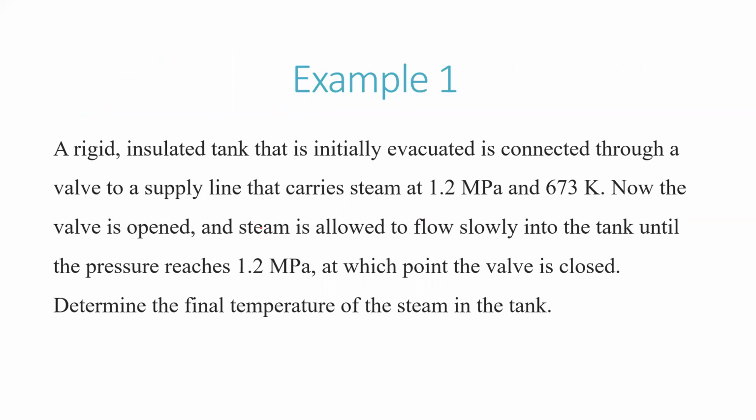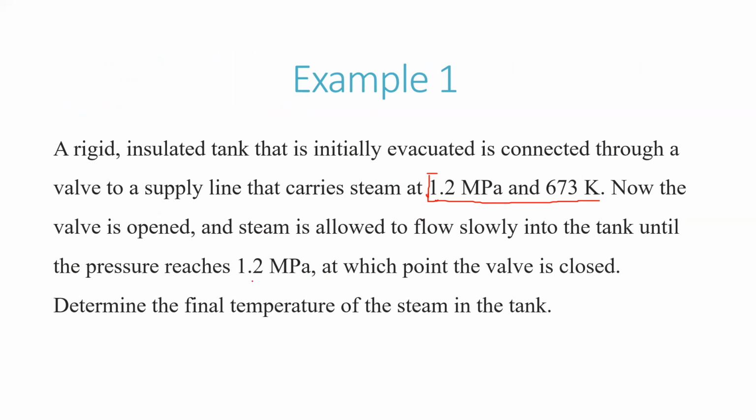A rigid insulated tank that is initially evacuated is connected through a valve to a supply line that carries steam at 1.2 megapascal and 673 Kelvin. Okay, so they have given data for steam tables. All right. Now the valve is opened and steam is allowed to flow slowly into the tank until the pressure reaches 1.2 megapascal.